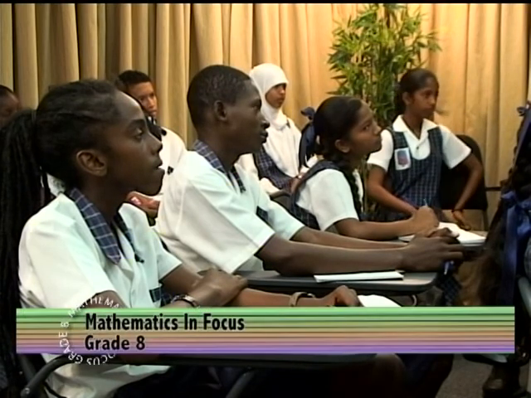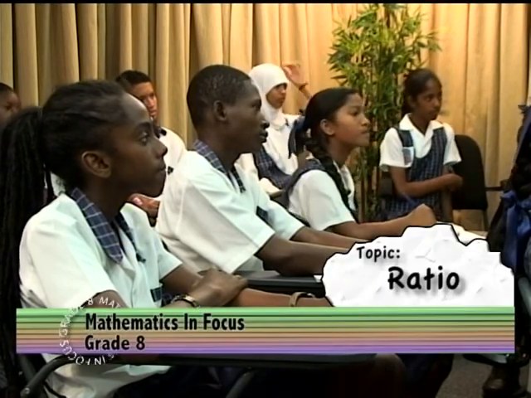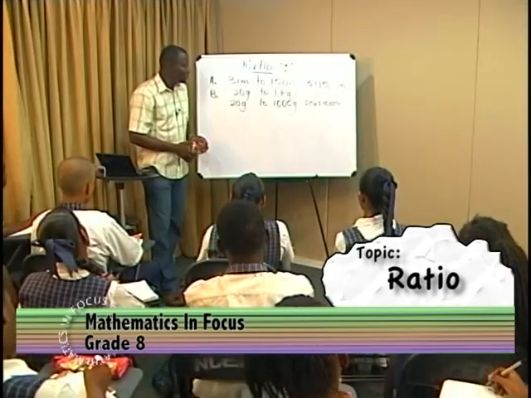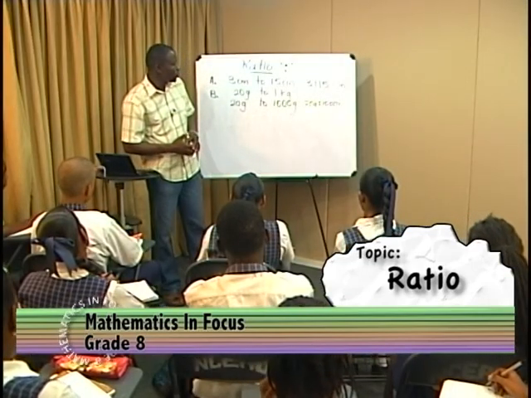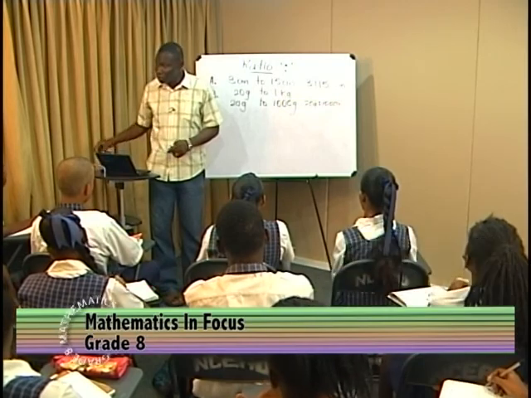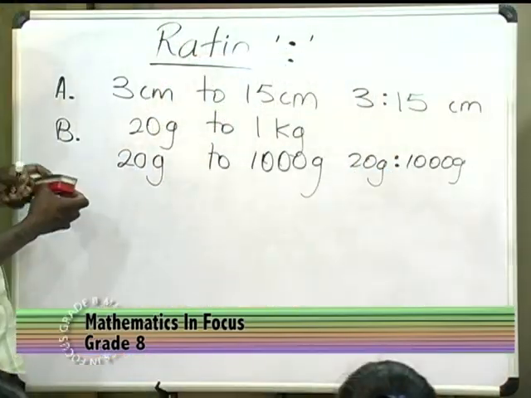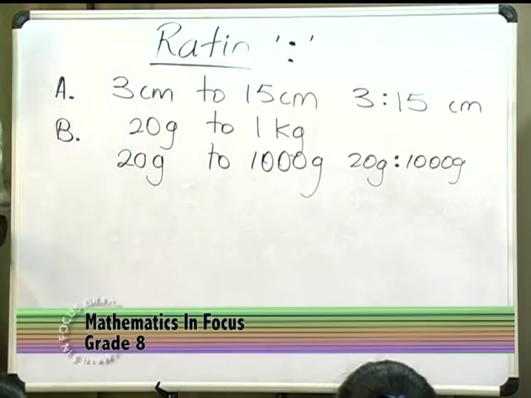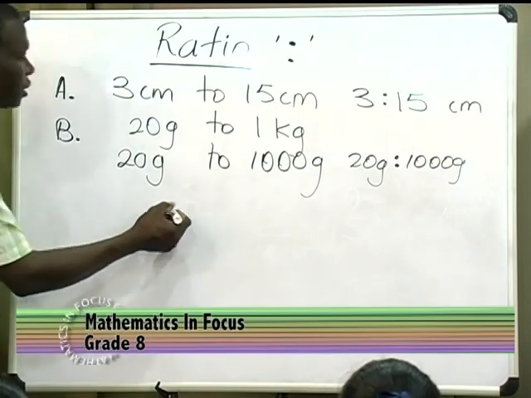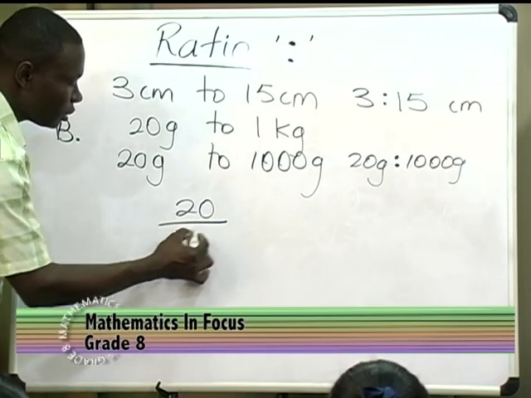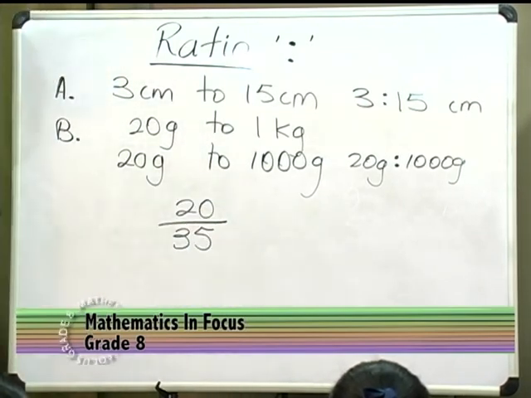Now, we come to the question of reducing the ratio. Reducing a ratio to its simplest form. Do you know how to reduce fractions? How do we reduce fractions? Let's look at how we reduce fractions. If you have this fraction here, let us say you have the fraction 20 divided by 35, and we want to reduce that fraction. How do we reduce it?